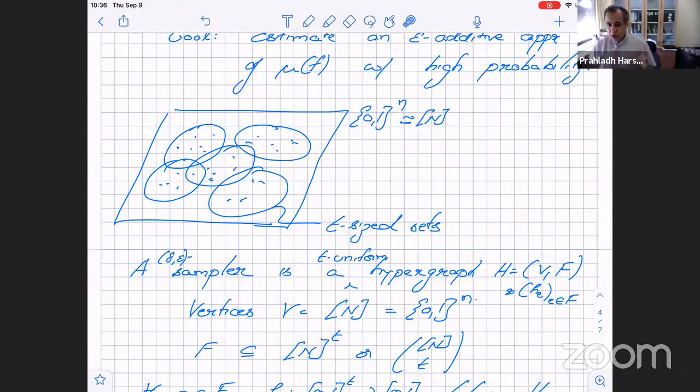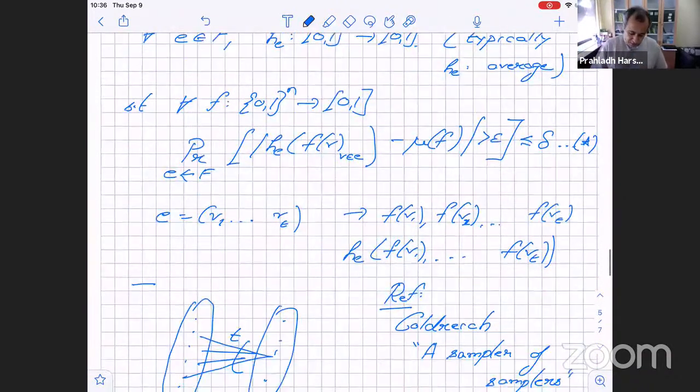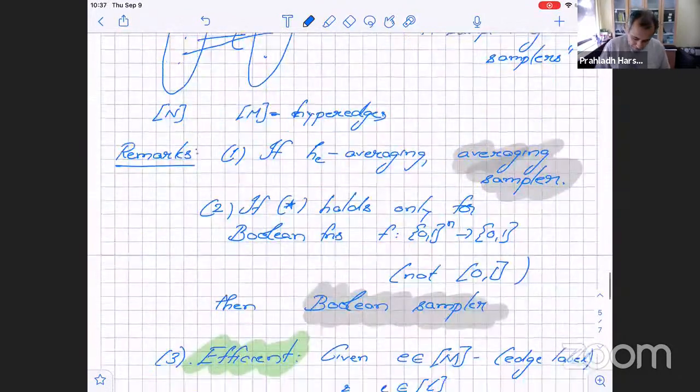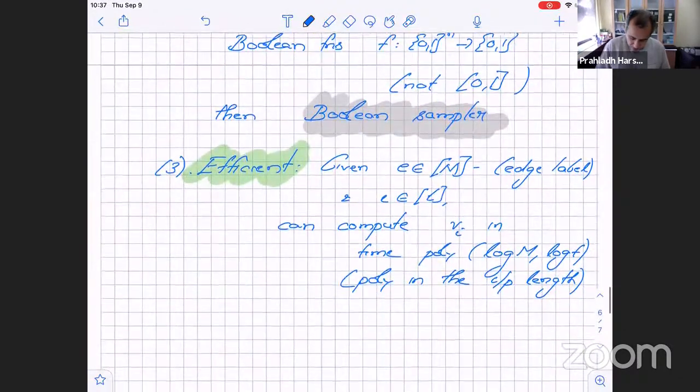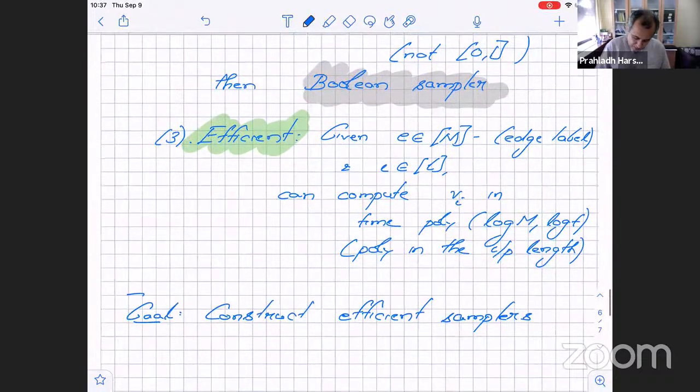This is what we want, and the goal in the case of samplers is to construct efficient samplers with as few hyperedges as possible.